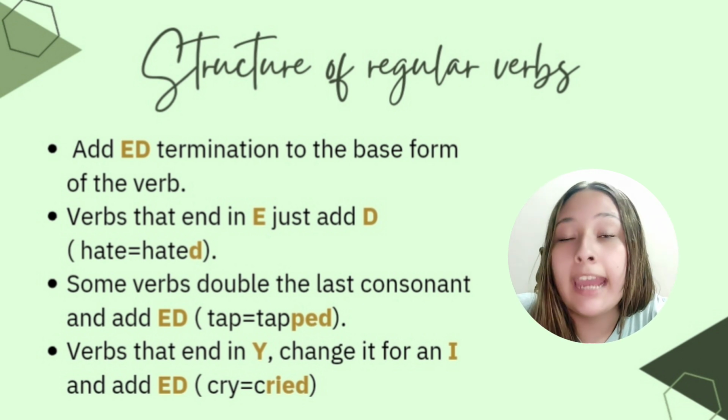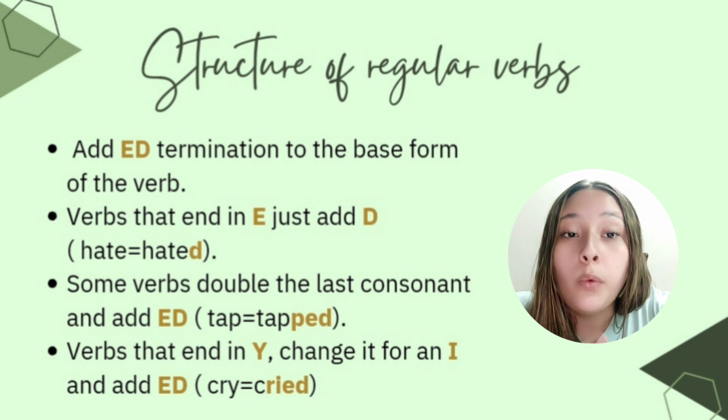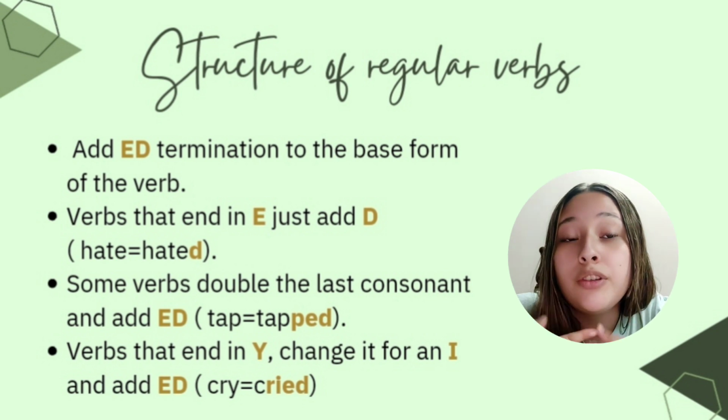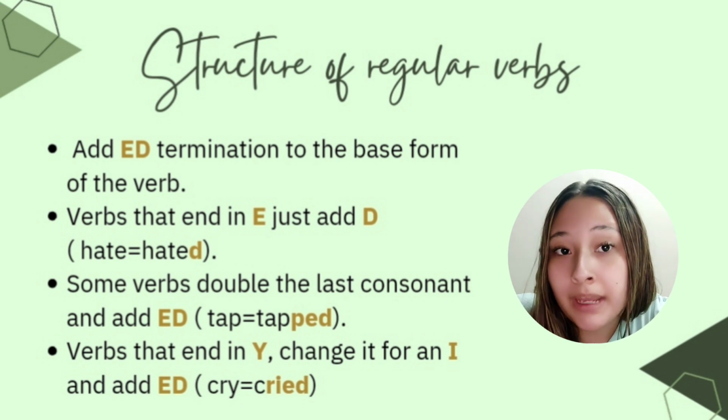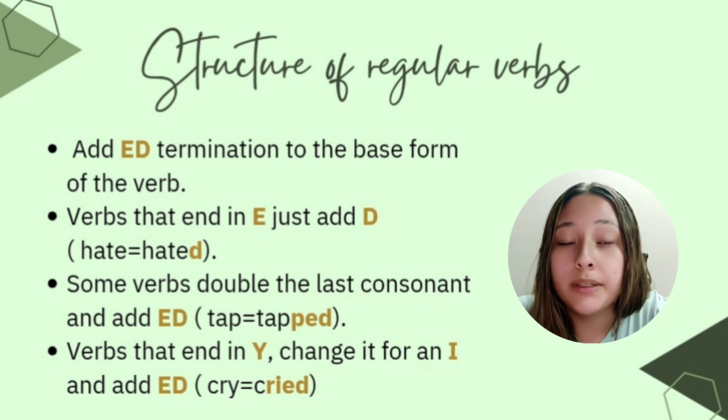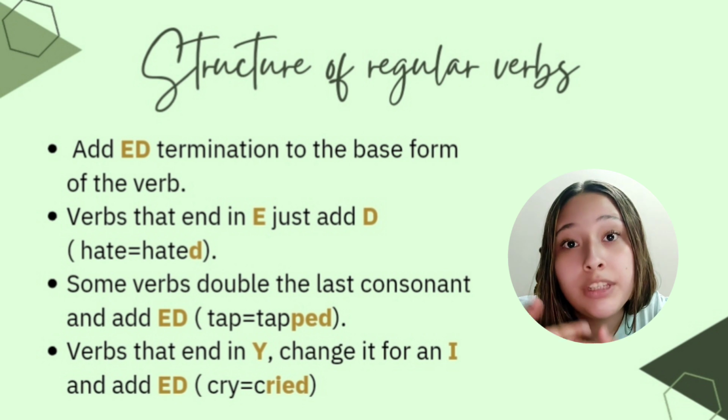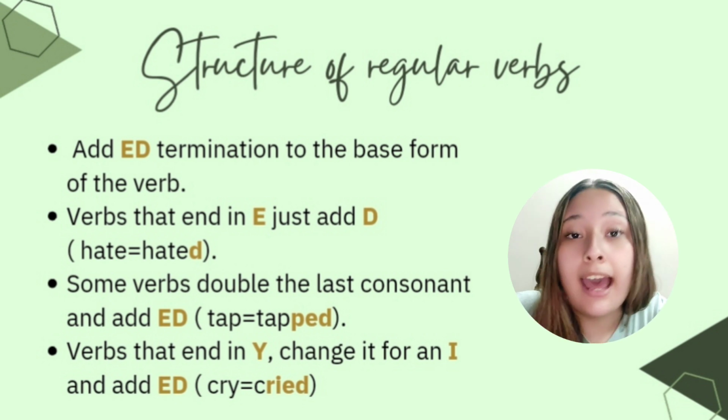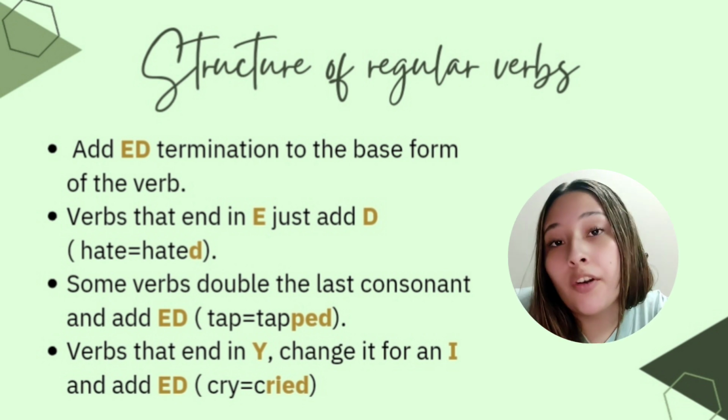For example, hate, hated. With some verbs, we have to double the last consonant of the verb and add ed. For example, tap, tapped. And with verbs that end in Y, we have to change the Y for an I and add ed. For example, cry, cried.